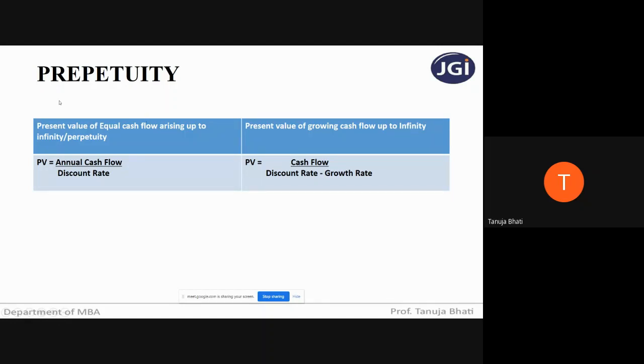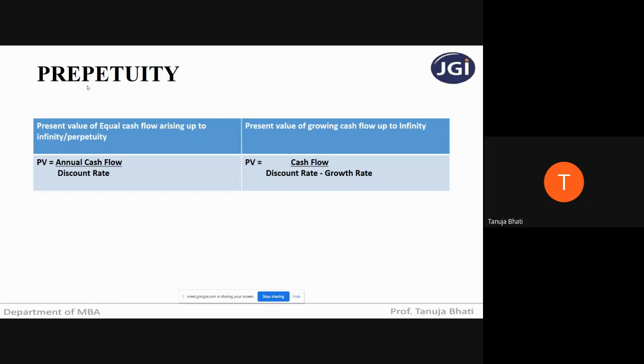So can anyone tell me what is the meaning of perpetuity? We have already seen in our previous lectures. Can anyone tell me what is the meaning of perpetuity? Series of equal cash flow for an infinite amount of time. Very good. It is an annuity which is arising up to infinite period of time. We don't know up to when we are going to receive or make the payment.